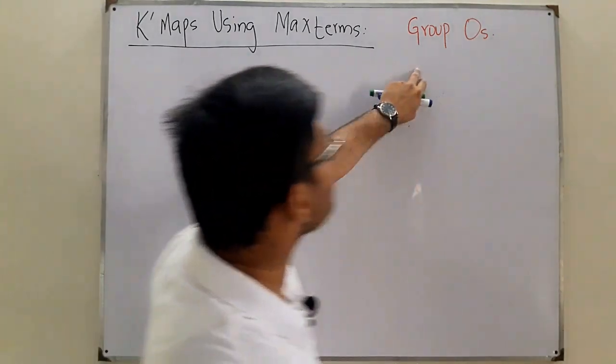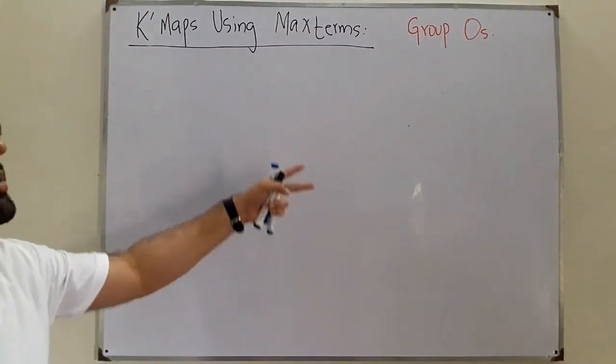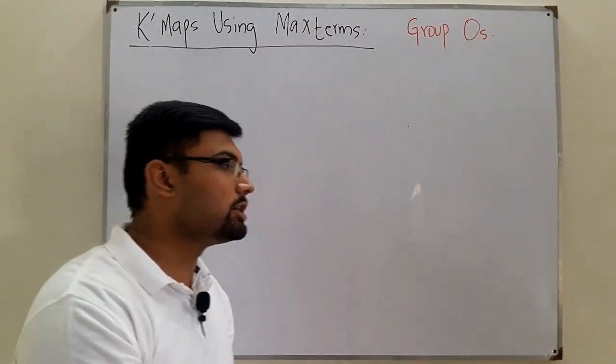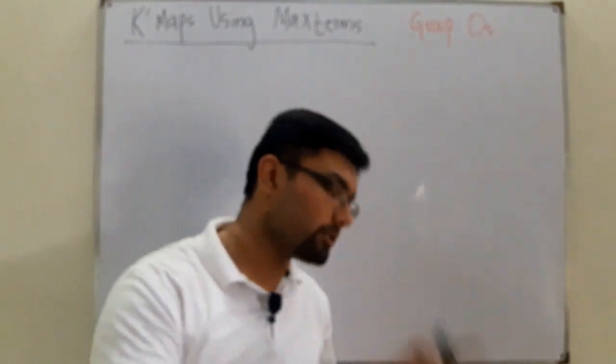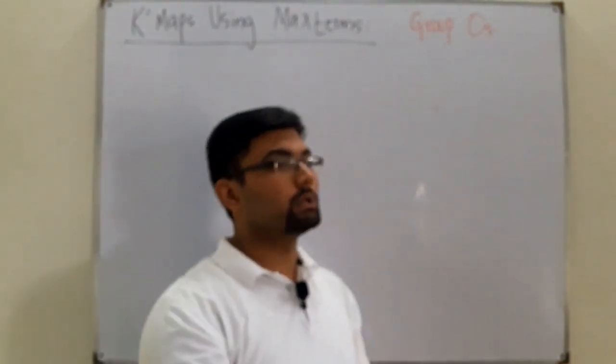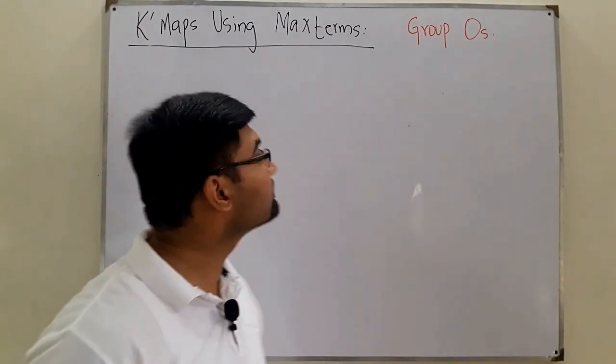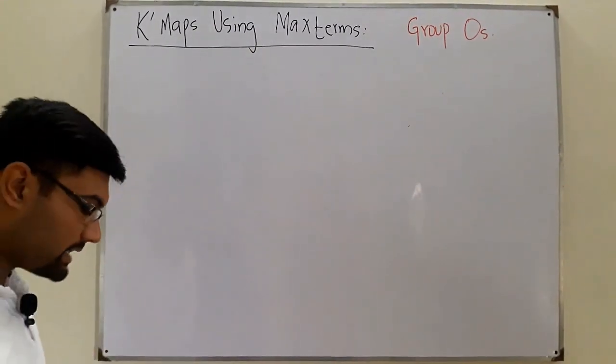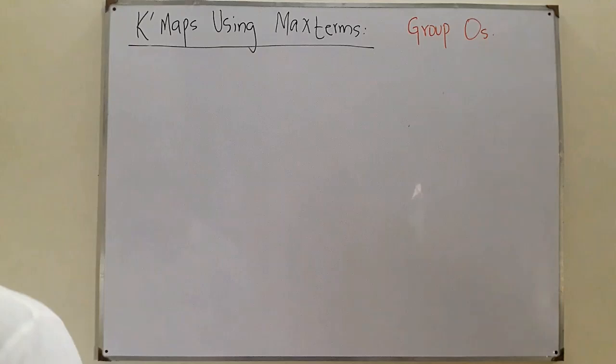So the basics is what? That you group zeros in that case. The same priority. You look for a group of 16 zeros, you look for a group of 8 zeros, 4 zeros, 2 zeros. And 1 could also be treated, okay? So the rest is the same. So let's move directly to an example.